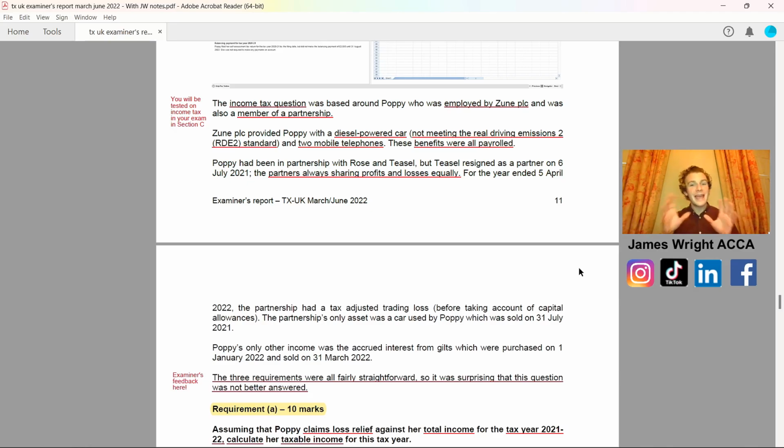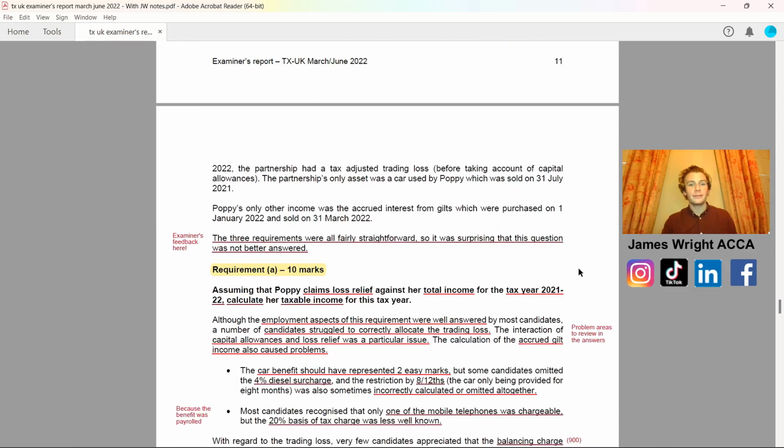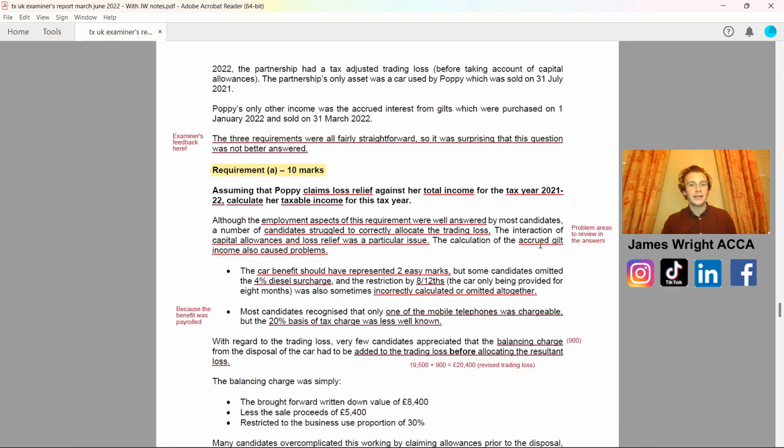We also had areas such as a diesel powered car. You've got to understand the benefits of it being payrolled, and other benefits in kind such as 2 mobile phones and not meeting the actual emission standards. Partners always sharing profits and losses equally. So again, we've got some more further workings for you to actually put into account on there.